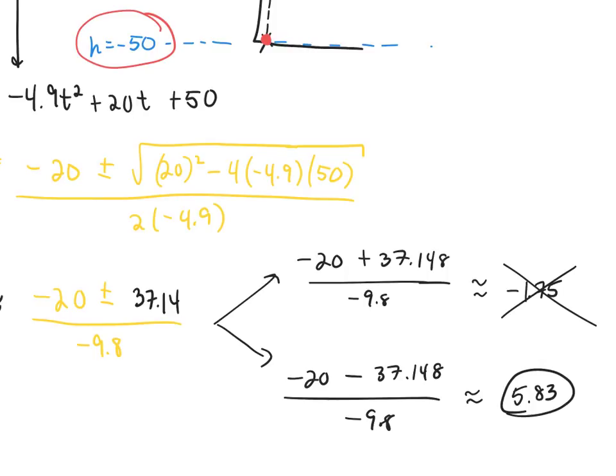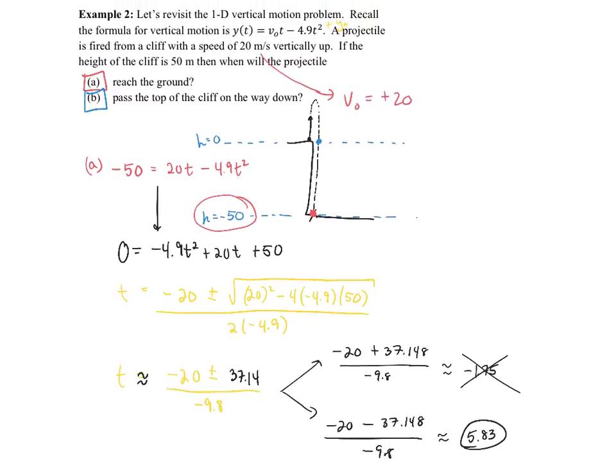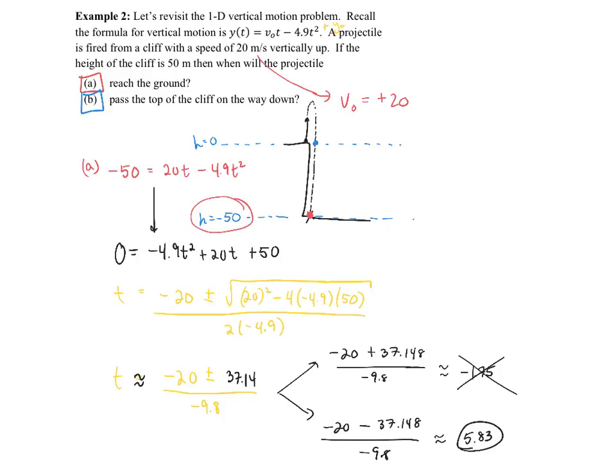So let's quickly zoom out for a second so we can see the big picture of this problem again, because we're going to do part B now. Again, the big picture here was that we started at a height of 0 and ended at a height of negative 50 meters. Now, for part B, we're still going to start at a height of 0, but where are we ending? At 0. Very good, Alex.